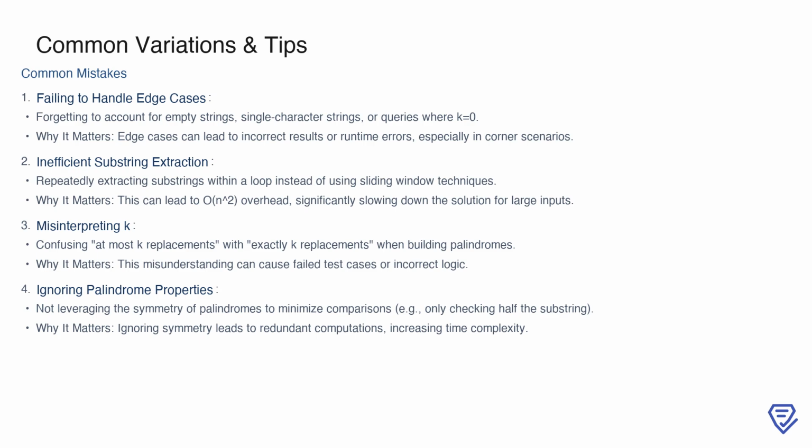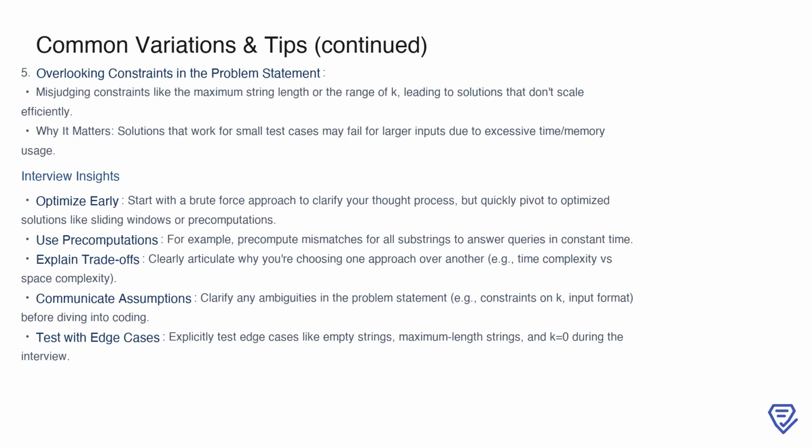improve performance. Now, another common variation involves overlooking constraints in the problem statement. For instance, failing to account for the maximum string length or the range of k can result in solutions that don't scale well. A solution might work fine for small test cases, but excessive time or memory usage will cause it to fail on larger inputs. To succeed, you need to keep efficiency in mind.